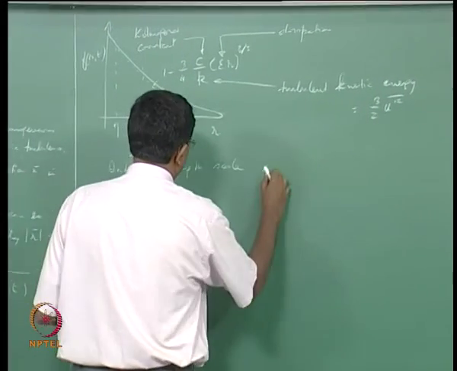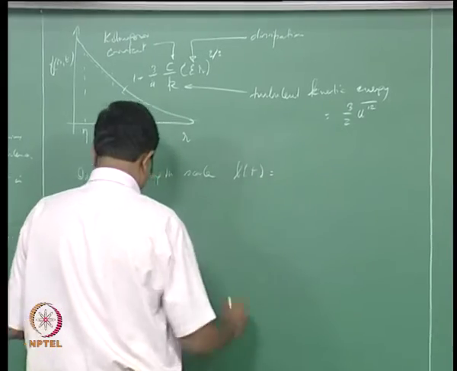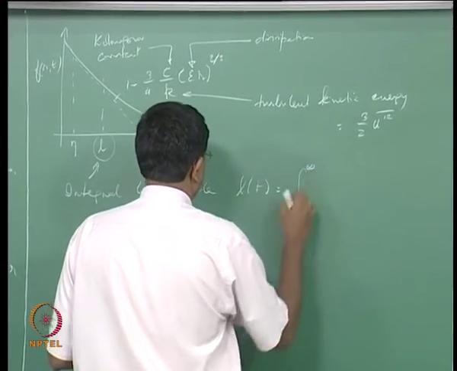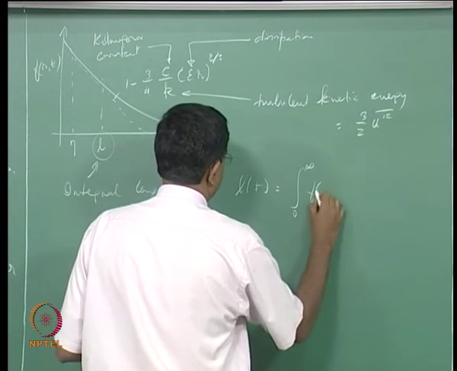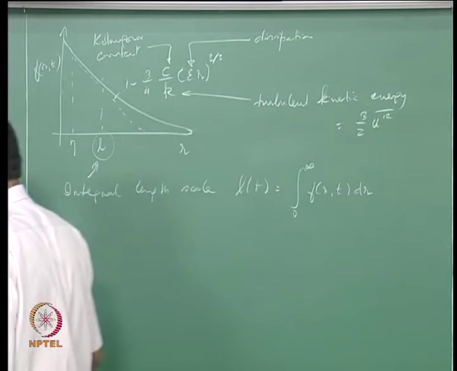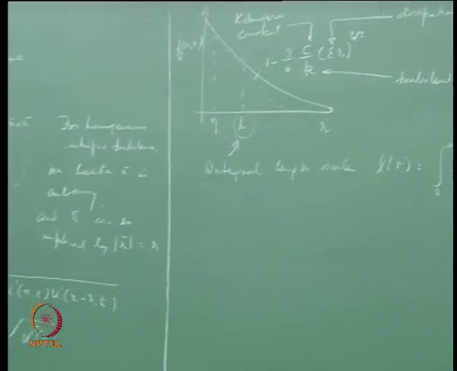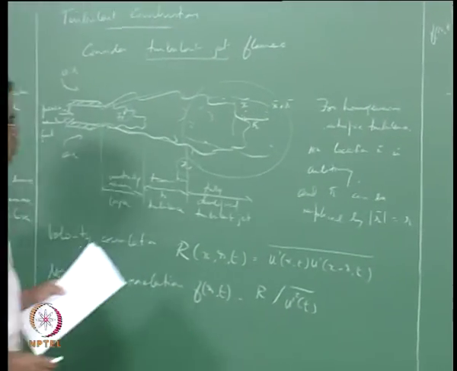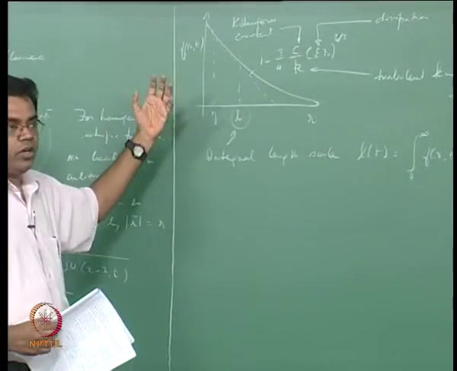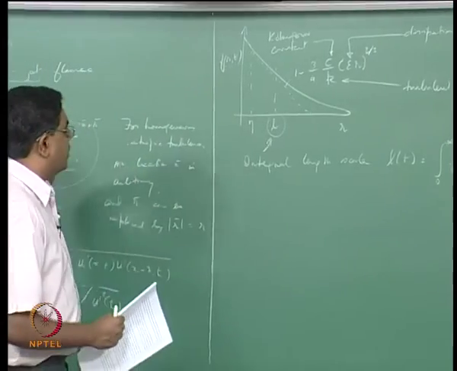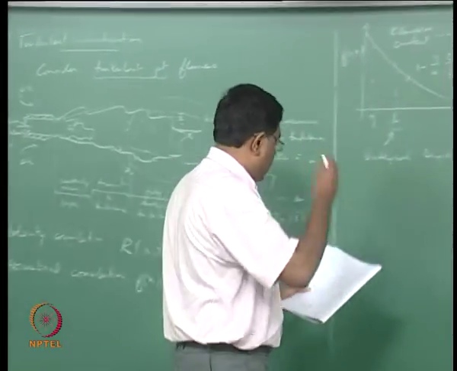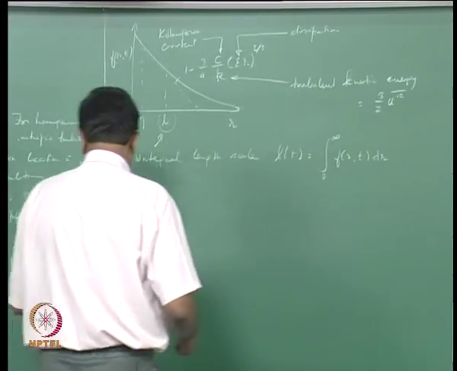Then we want to talk about the integral length scale. The integral length scale L of t is the integral from 0 to infinity of f of r comma t dr. That is the normalized correlation integrated over all distance. And then you get a measure of a scale that caps the large scale structures. We will see what that means pretty soon.